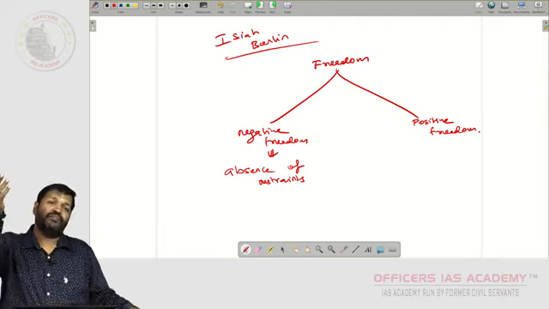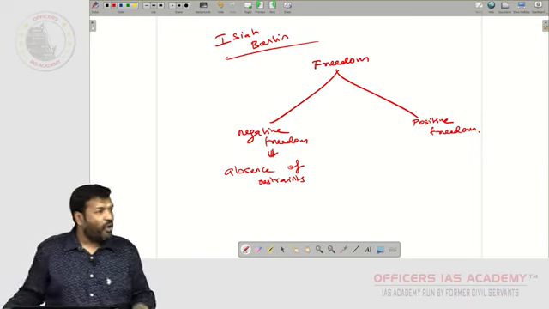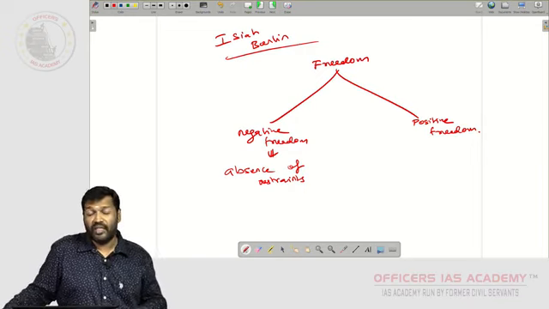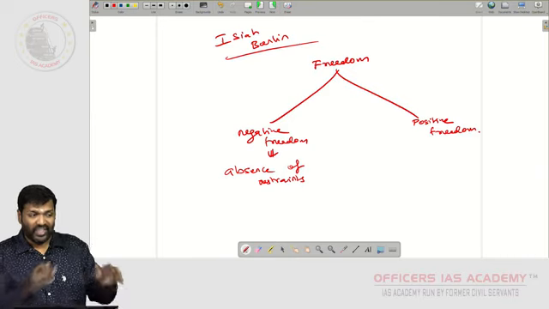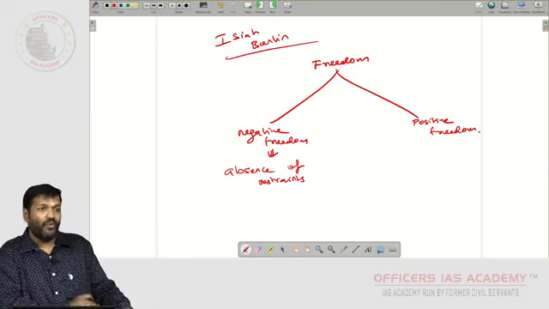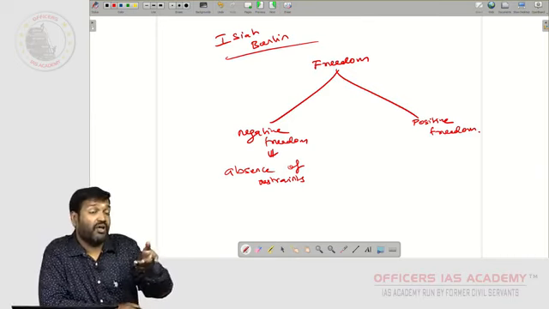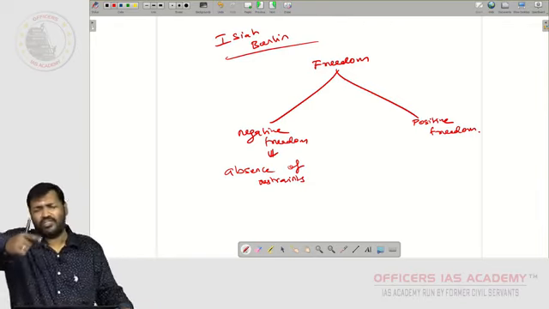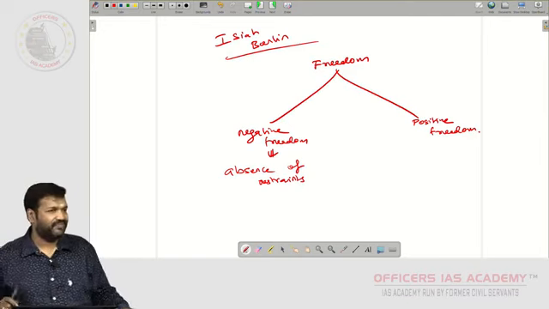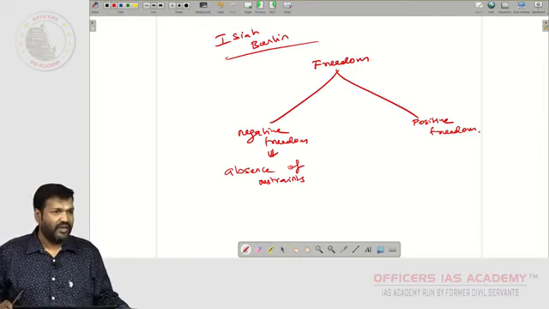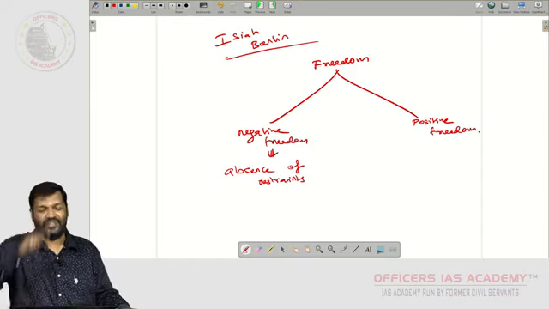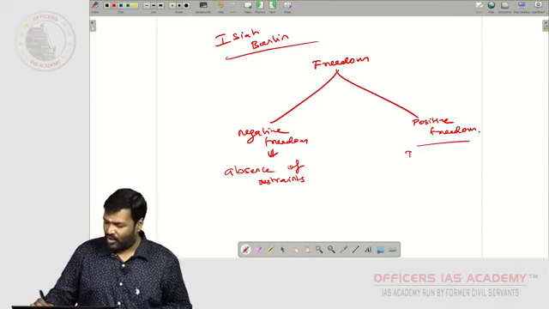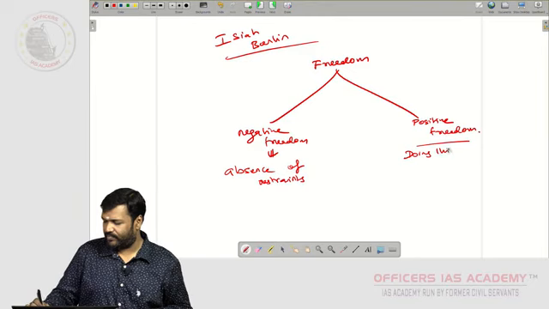Then what is positive freedom? He says that positive freedom is a kind of freedom, like how T.H. Green has said, like how Immanuel Kant has said, or like how Mahatma Gandhi has said. Then you do those things for your own self-development. Then you exercise positive freedom. Doing things for self, moral development.